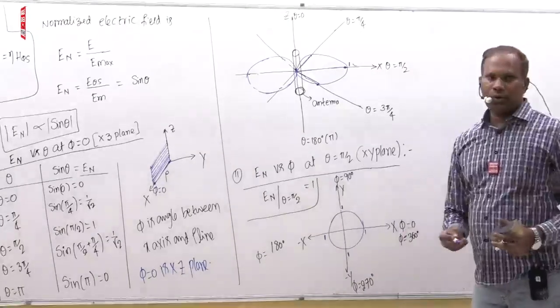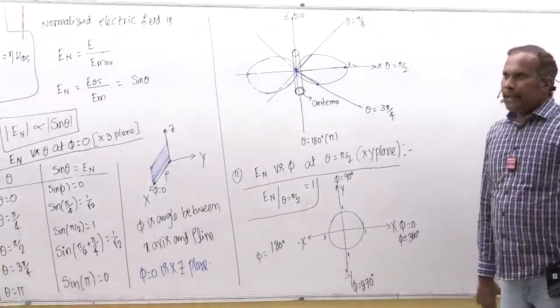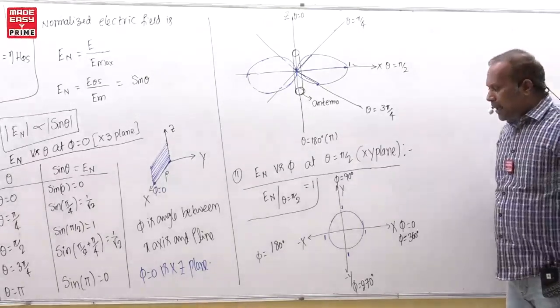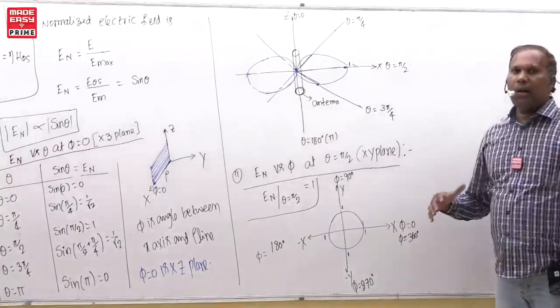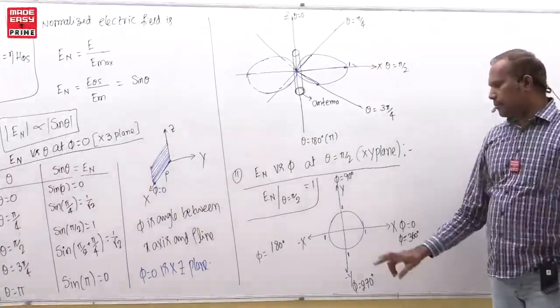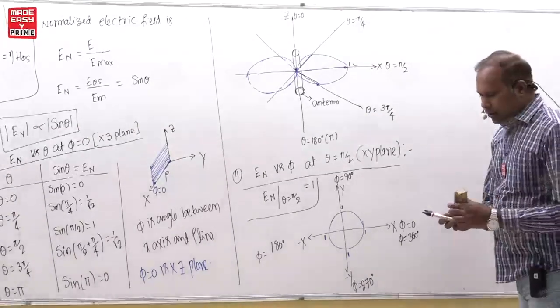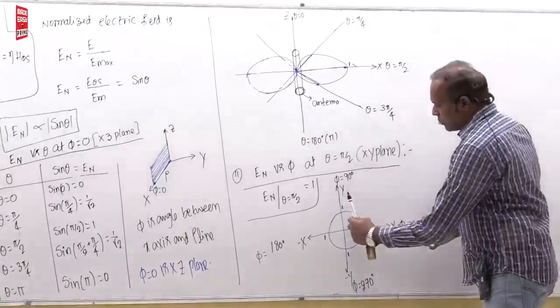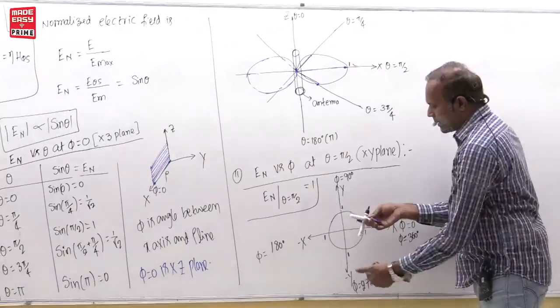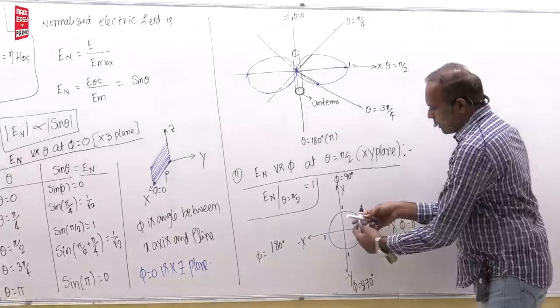This is also an objective question, students. How will they ask it? The electric field pattern is a circle on, answer, the xy plane, students. Now what do you do? See, students, you assume this is the y-axis, this is the x-axis. Now they are like this.